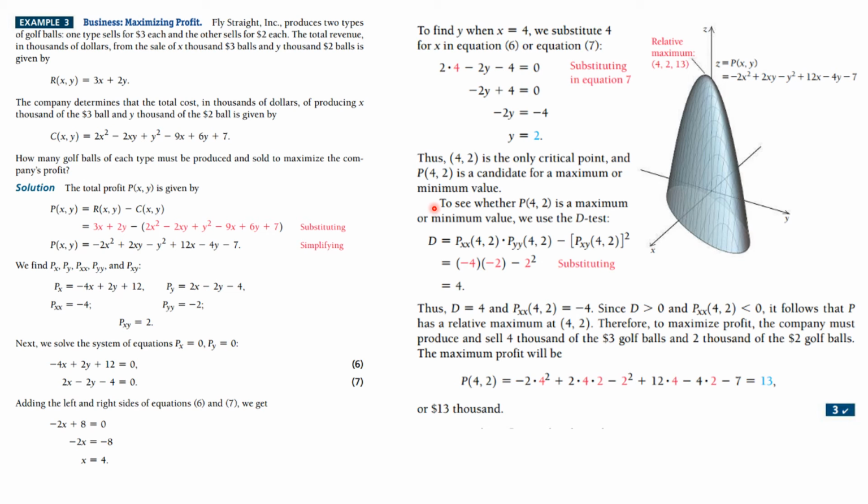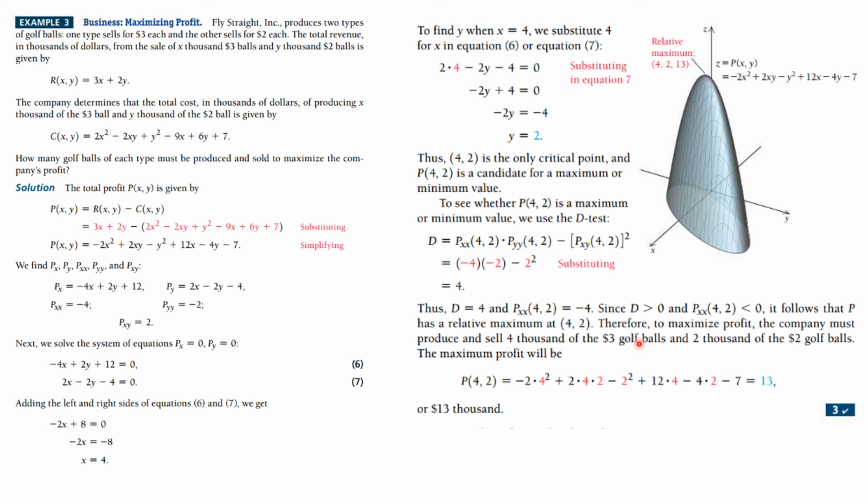So we're going to substitute this into our D, getting these numbers, and we get 4. So this is 4, and Pxx at (4, 2) is minus 4. So since D is bigger than 0 and the second derivative with respect to x is less than 0, at that point it follows that P has a relative maximum at (4, 2).